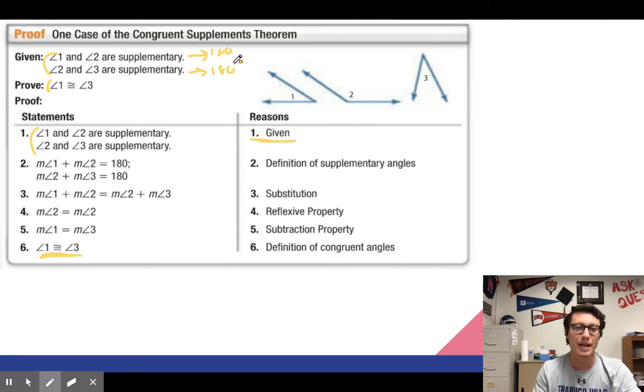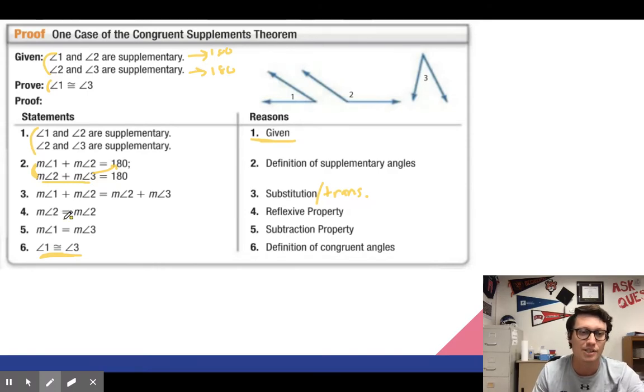Supplementary means it adds up to 180, which is the same thing as the measure of angle 2 plus the measure of angle 3 has to also equal 180. Notice the measure of angle 1 plus the measure of angle 2 has to equal the measure of angle 2 plus the measure of angle 3, right? All we're doing is taking these two equations, and since they both equal 180, you can replace 180 with this here, right? It's replacing. It is substitution. We could also say that that is the transitive property as well. A lot of times you'll see substitution and transitive property combined into one.